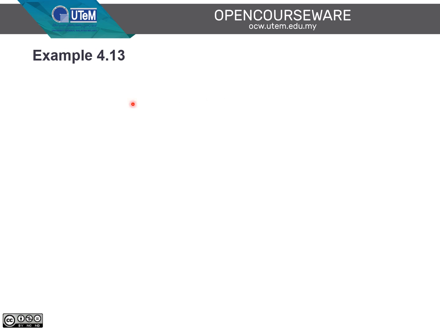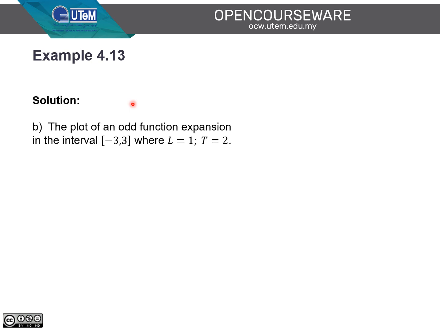So let's move to the second question of the example, where we need to find the Fourier series using the odd function expansion, which means we're going to use the Fourier sine series to find the series. Firstly, we need to sketch the odd function expansion within the interval t from minus 3 to 3, where the L is 1 and the period T is 2.